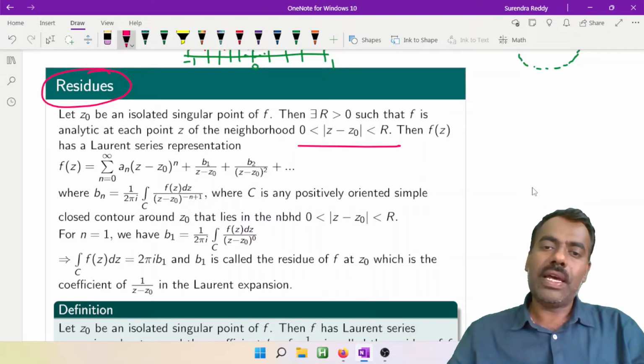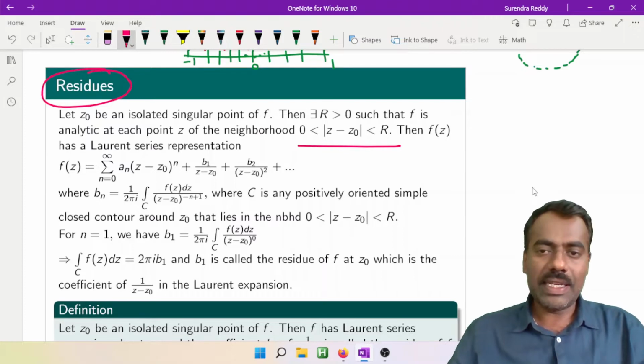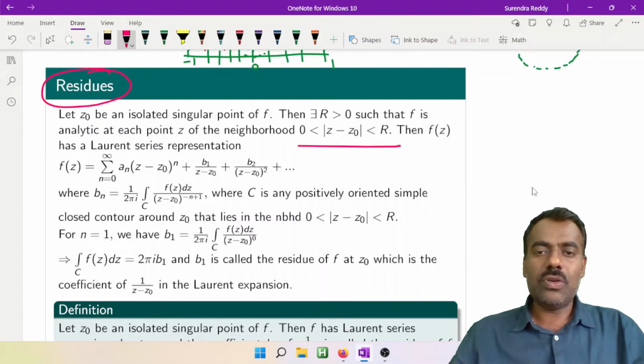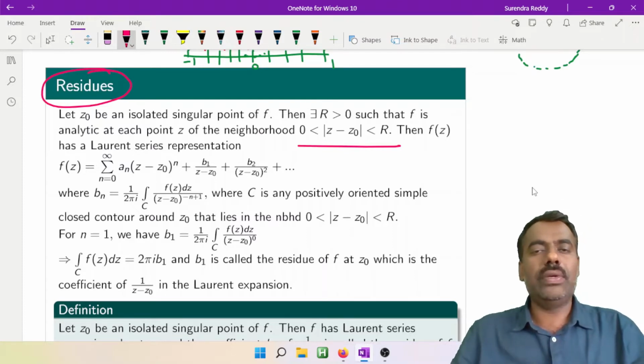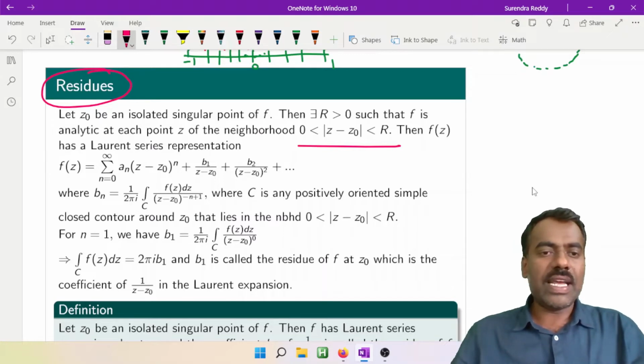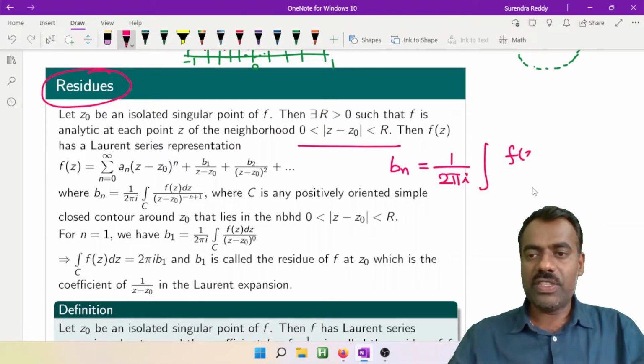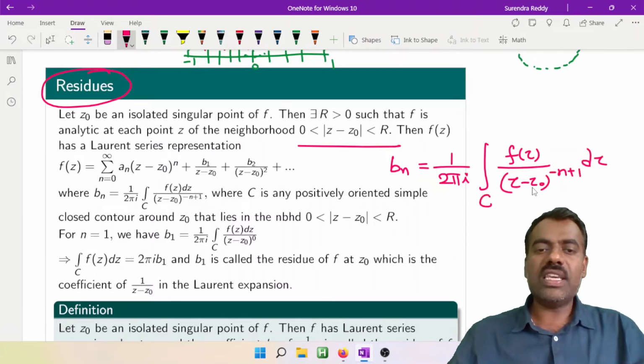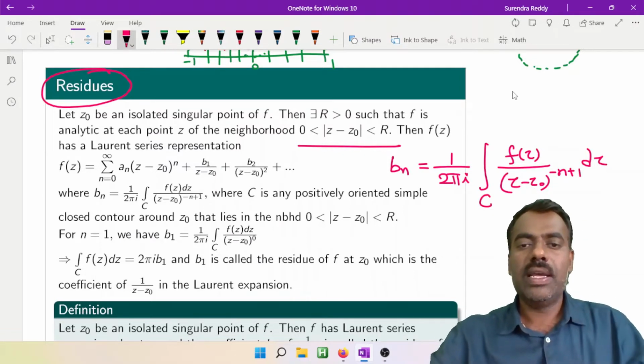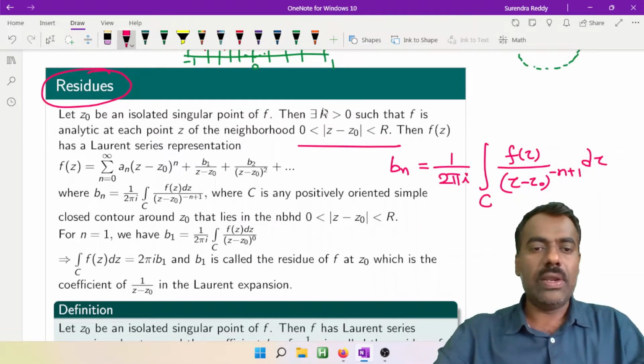In earlier classes we have discussed Taylor's and Laurent expansion. So in this annular domain, we have what is called the Laurent expansion. So f of z has a Laurent series representation, where each bn, as we already know from that theorem, is 1 by 2 pi i times the integration of f of z upon z minus z naught whole power minus n plus 1 dz, over C, where C is any positively oriented curve lying entirely in this annular domain, right?